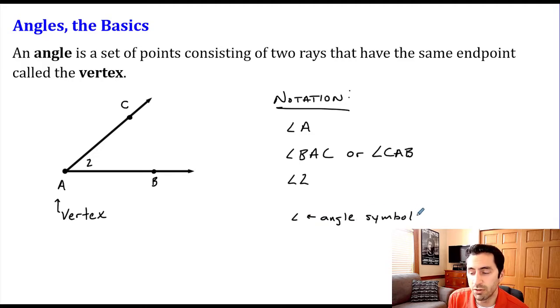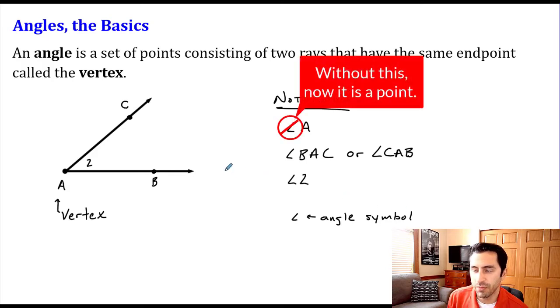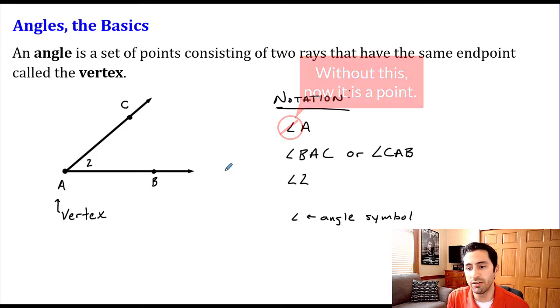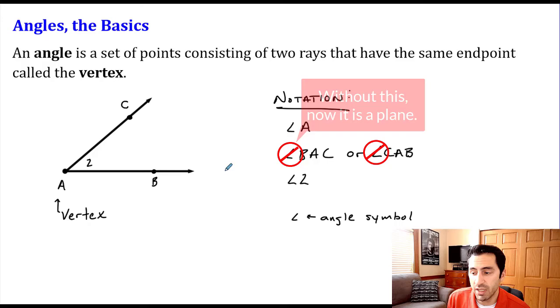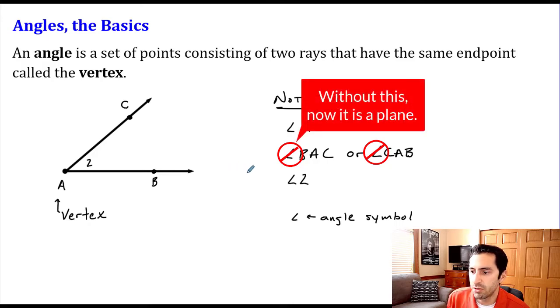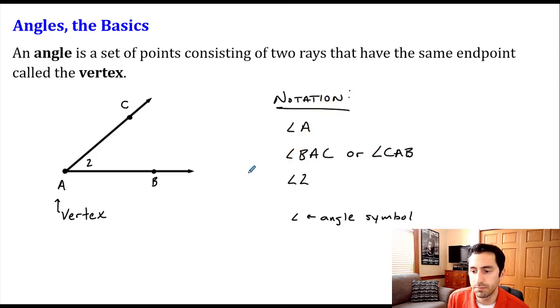When you're naming an angle, you need to include this symbol. Otherwise, we're not going to express exactly what we want to. So for example, if I don't have the angle symbol in front of A, well, now instead of talking about the angle, I'm just talking about the point A, which is not what we want. Or for the second ones with 3 letters, if I don't include that angle symbol, well, now instead I'm going to be talking about a plane.